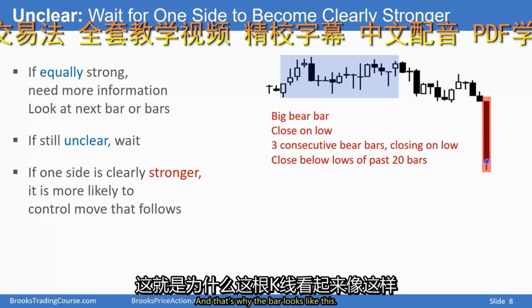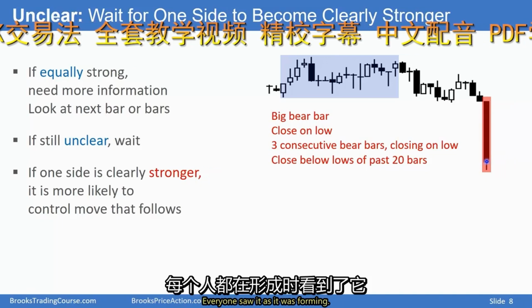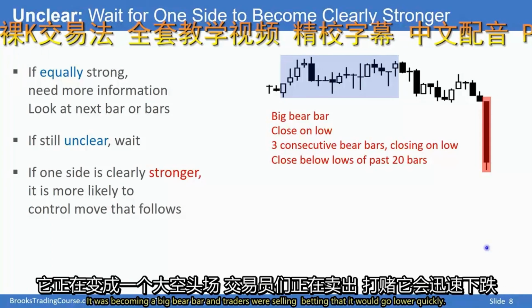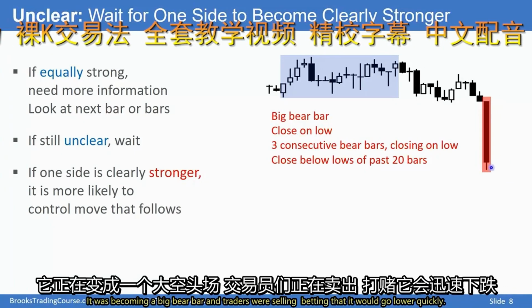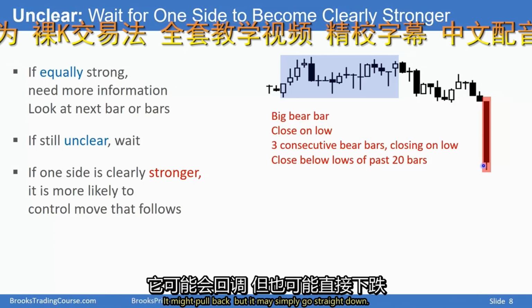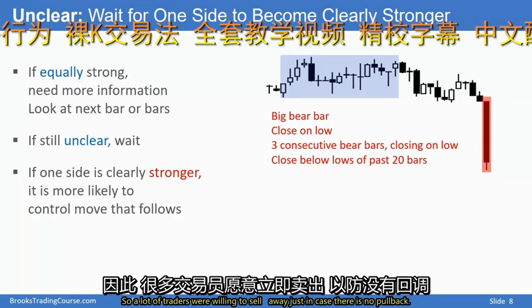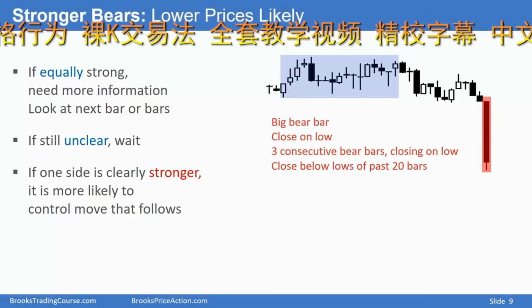And that's why the bar looks like this. Everyone saw it as it was forming. It was becoming a big bear bar, and traders were selling, betting that it would go lower quickly. It might pull back, but it may simply go straight down. So a lot of traders were willing to sell right away just in case there is no pullback.